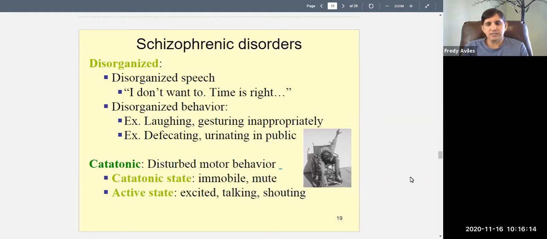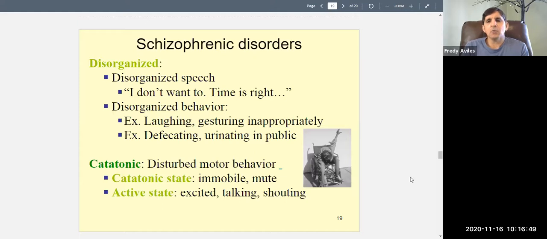There's also catatonic schizophrenia. Catatonic schizophrenia, that's what that image is showing you there. With catatonic schizophrenia, there is disturbed motor behavior. There are basically problems with movement. They alternate between two states. They can be in a catatonic state, which is what the picture is showing, where they're immobile, they're mute, they're frozen like a statue. They won't talk, they won't react. You can poke at them, move them, they won't move. Push them over, they'll just fall to the floor like some frozen statue. They won't react.